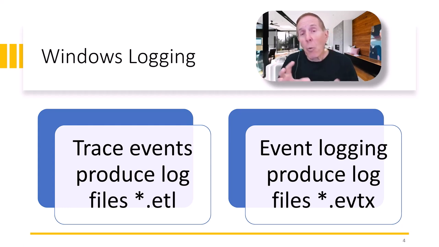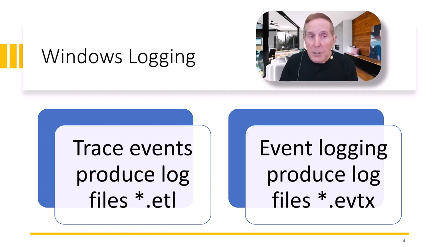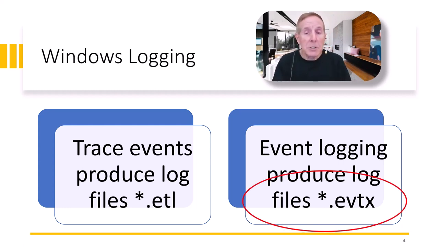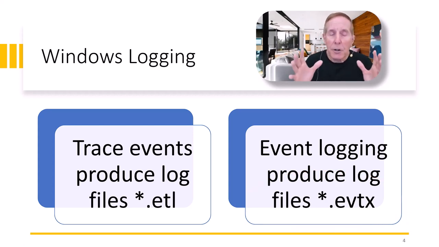Now, one group of those log files ends in the extension ETL, and those are trace files. You can look at those, but they're primarily for developers. And in many cases, this creation of log files, tracing, is not turned on until you turn debugging on. Now, the other one is event logging, and those produce files that have an extension of .evtx. So anytime you have a file with evtx, those are event logs.